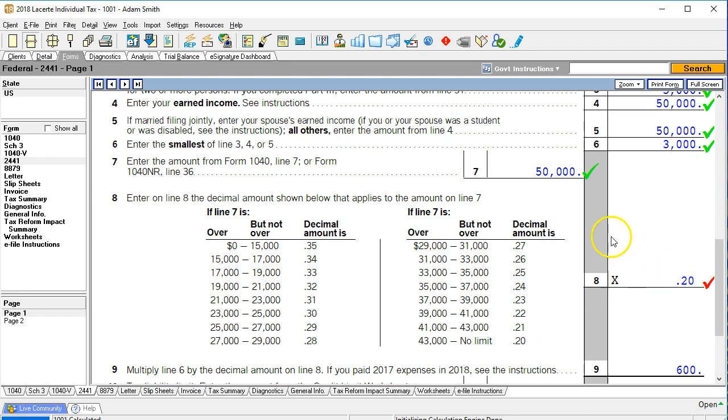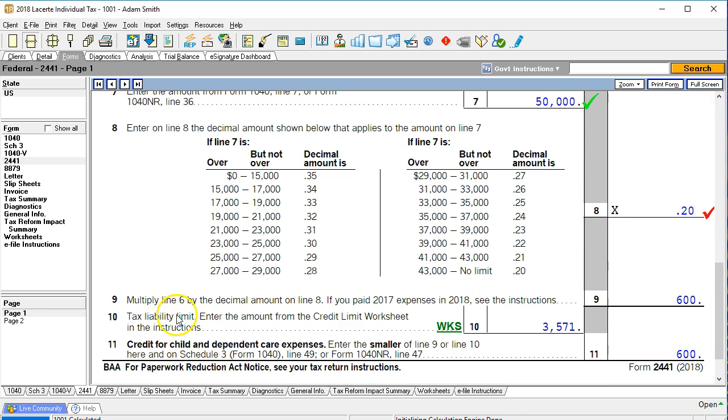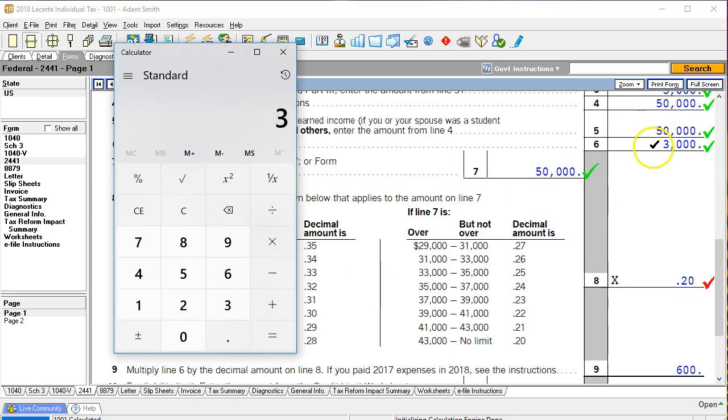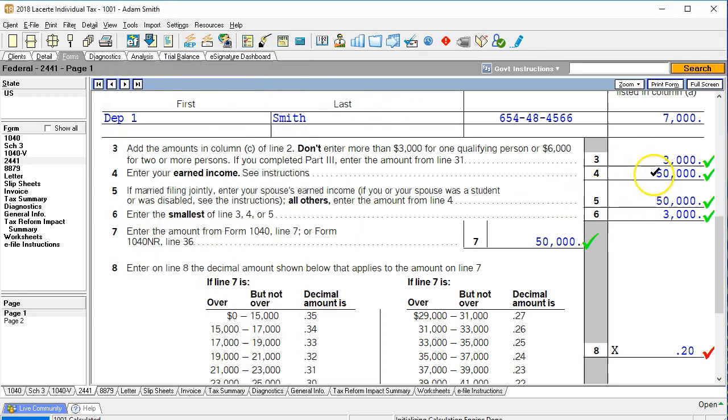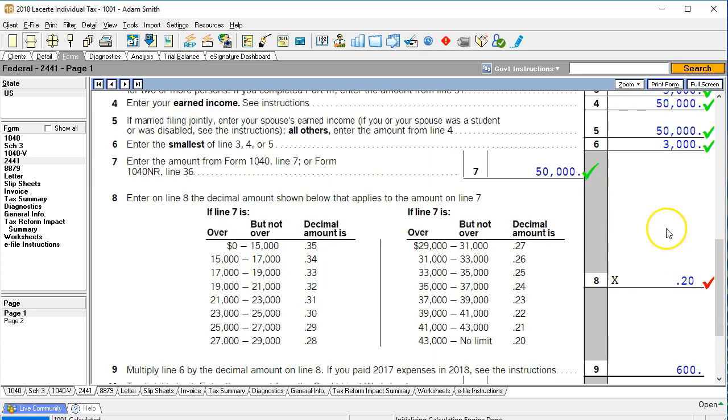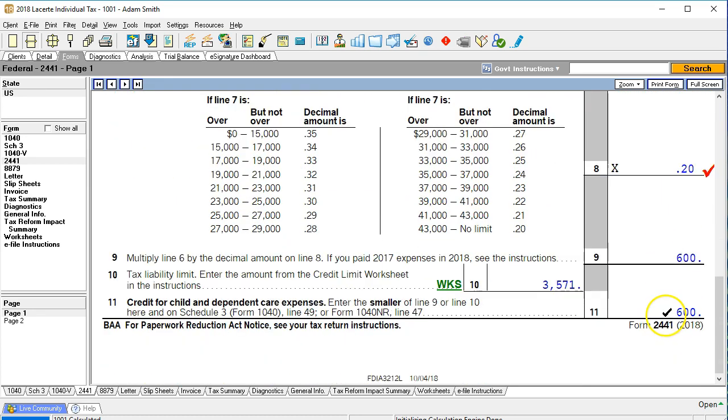And then line 9 says multiply line 6 by the decimal amount on line 8. We'll take the 3,000 on line 6 times the amount on line 8, which is of course 0.2, and that's going to give us our 600. So notice what we took here, the 3,000, which is the lower of the income limit or the earned income, and then we have the AGI over here. So we took the 3,000 times the 0.2 to get the 600.